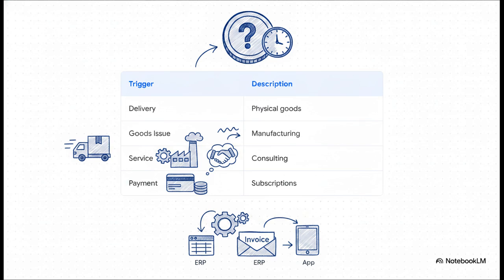For example, if you sell physical goods, delivery completed is a super common trigger. If you run a manufacturing plant, it might be when a goods issue is posted. For consulting, it's when a service is completed. And for modern software or subscription businesses, the trigger is usually the exact moment payment is received. Identifying the right trigger makes sure you're recognizing revenue exactly when you are legally supposed to.